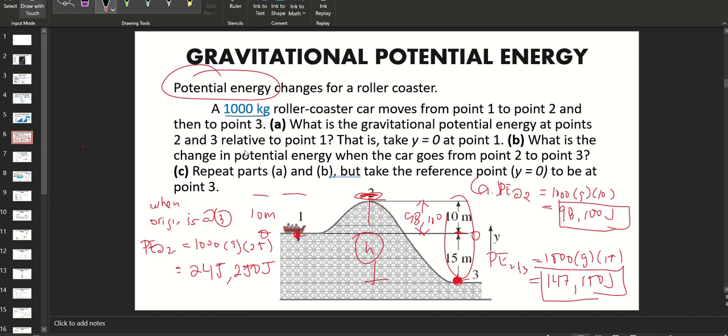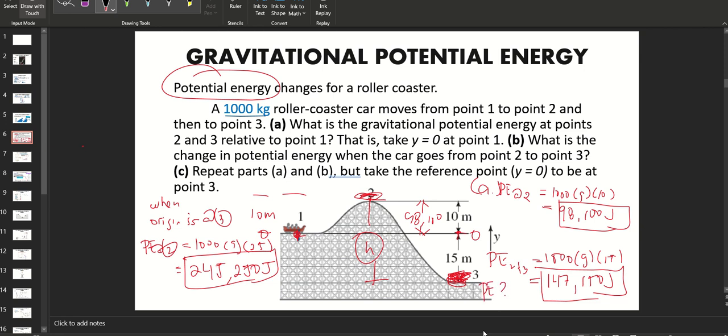All right, so that's it. Now, that's from this point to this point. Now the question is, what is the potential energy from point 2 to point 3? So when the object goes from point 2 to point 3, what will be the potential energy? Okay? So this is a very tricky question. So what if the car, or the roller coaster, is already here at point 3? What is the potential energy?